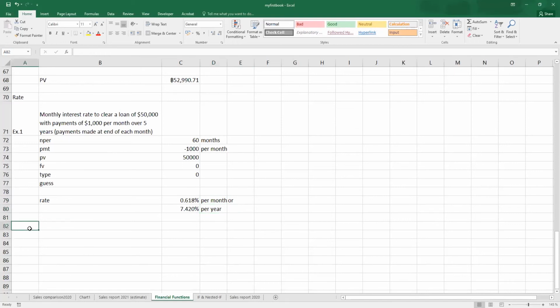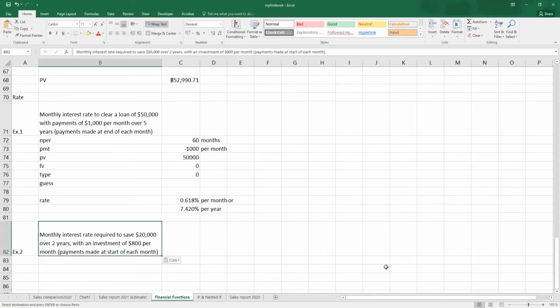Okay, if you don't have any questions, example number 2, please do it by yourself, to find the interest rate as well. I have typed the question in the chat box already. 5 minutes to calculate the interest rate on example number 2.